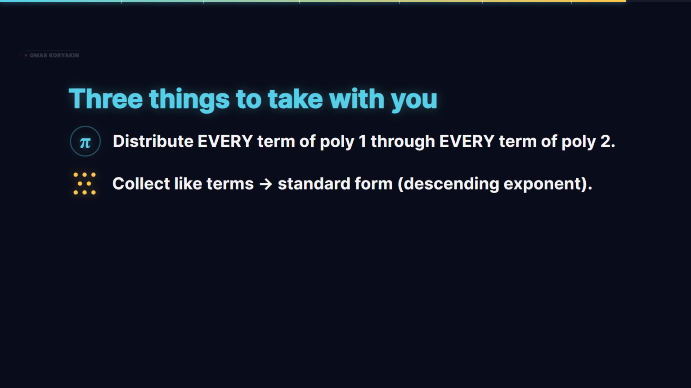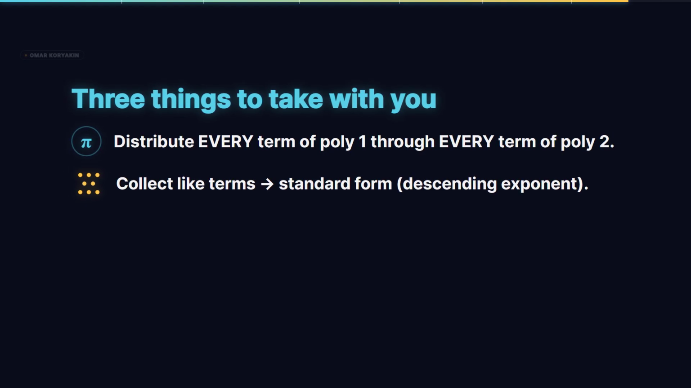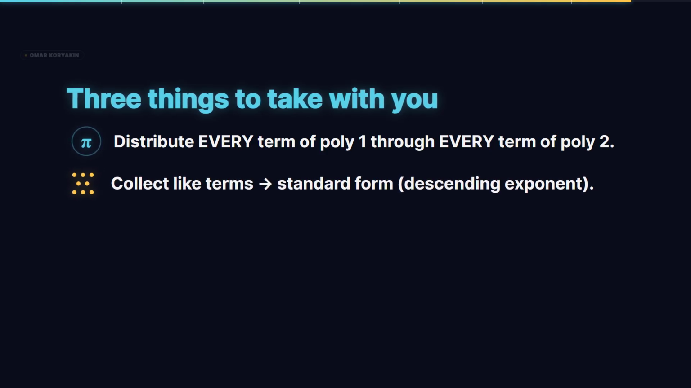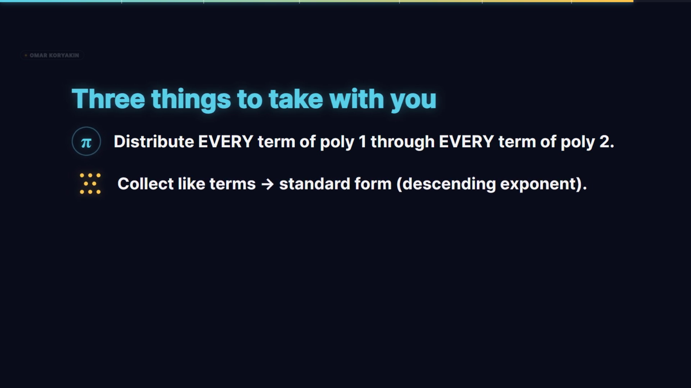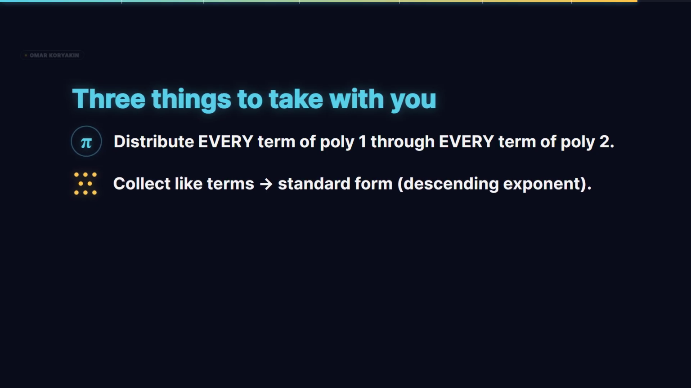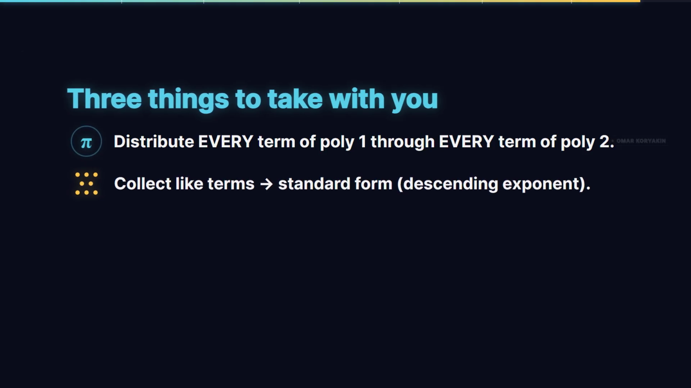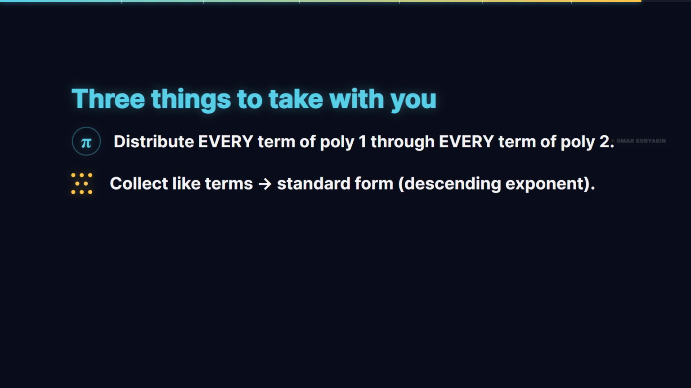Second, after all the pairwise products are written down on the page, collect like terms by grouping terms with matching exponents and adding their coefficients carefully. The collection step is absolutely mandatory at this stage of the work, and the result must always be written in standard form, descending order by exponent, leading term first, ending with a constant term at the very end.